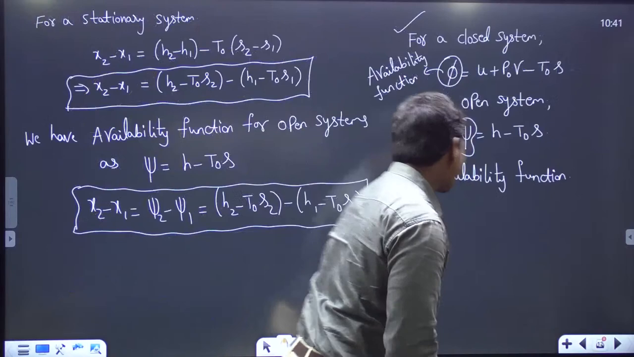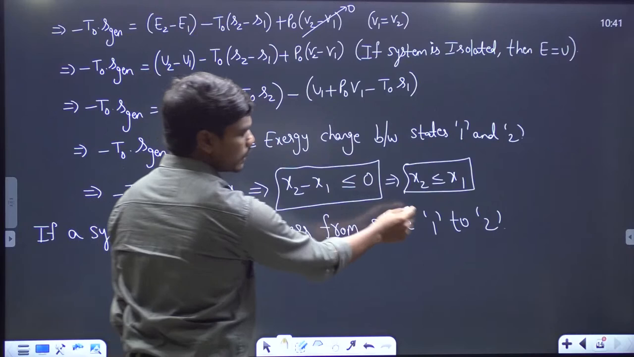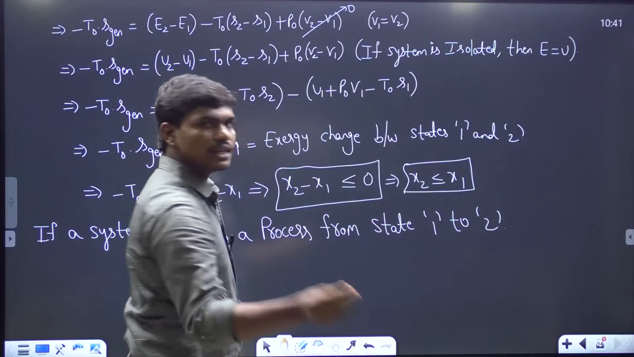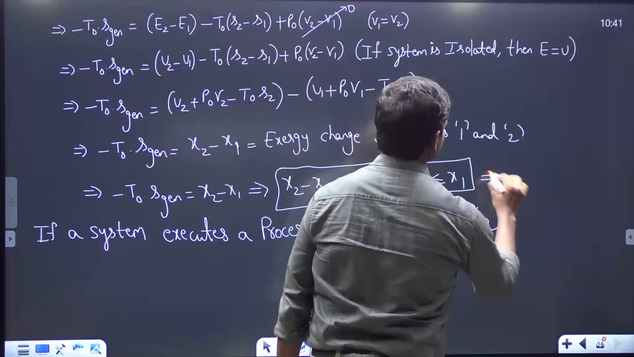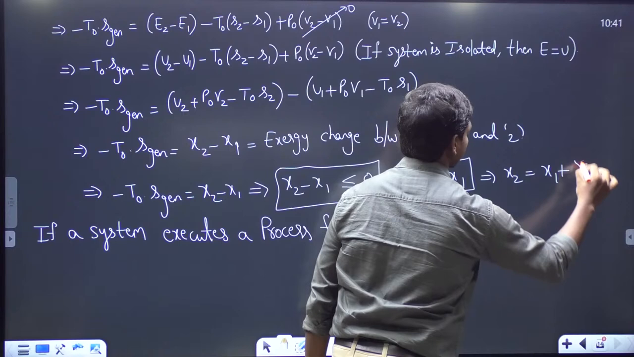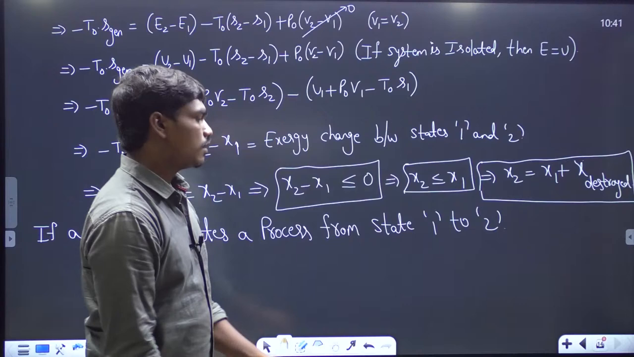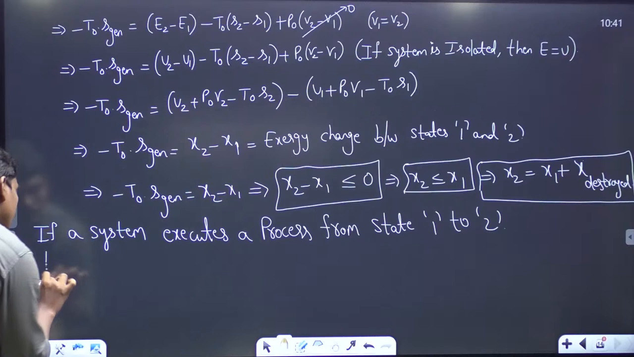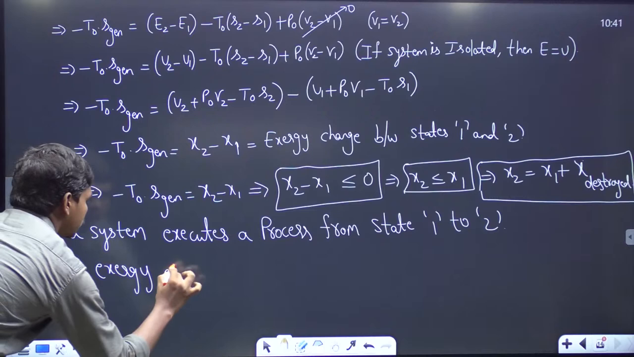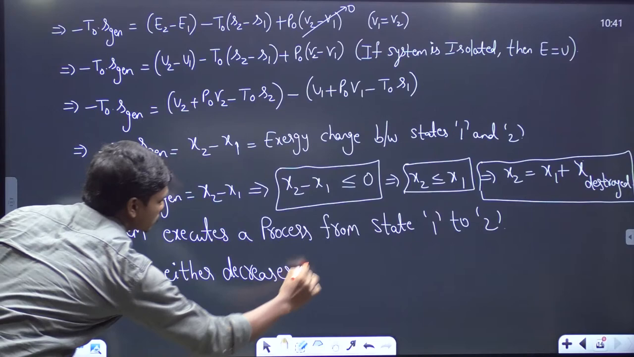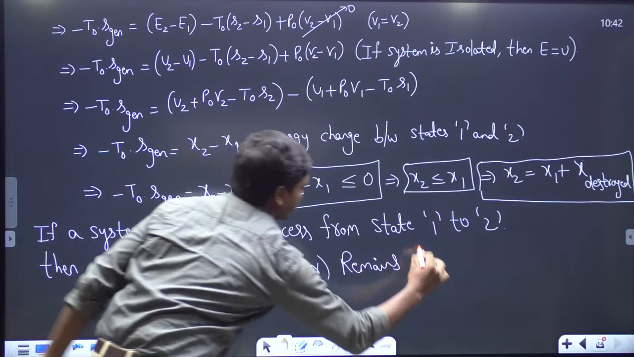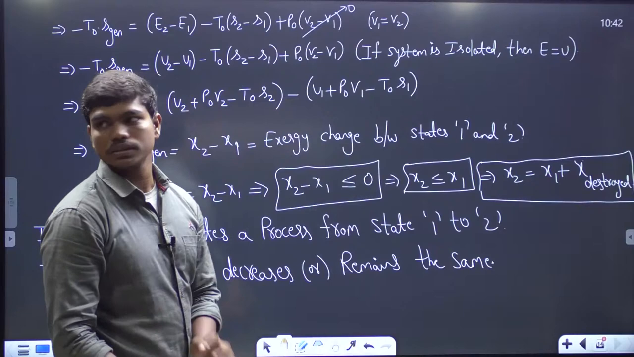So see here, if X2 is less than X1, means some part of this available exergy X1, when the system is at the initial state, is destroyed, correct? Yes or no? So can we write this as X2 is equal to X1 plus X destroyed? Can we write this? See, whenever a system is executing a process from 1 to 2, exergy either decreases or remains the same. Exergy either decreases or remains the same. Correct? This is what we have seen here.